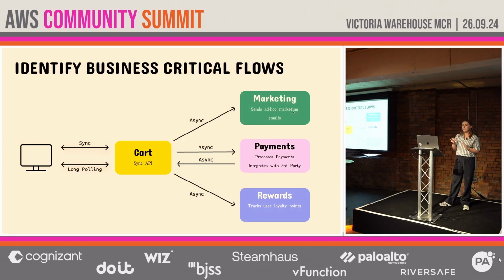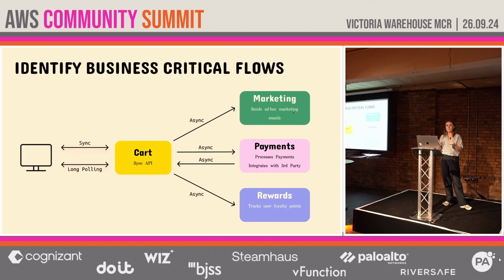So let's take an example of a business. We have a client that, let's say, has a front end, and that does a synchronous request to make a payment, and that goes through a cart microservice, which asynchronously talks to a payments microservice and marketing and rewards. Different teams all look after those different services, and so we need to decide how we're going to test these things.